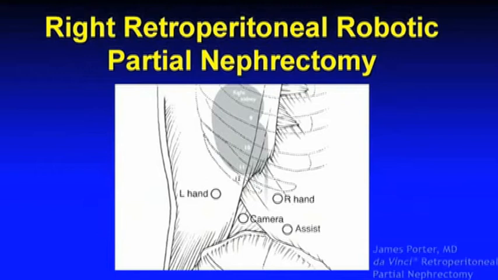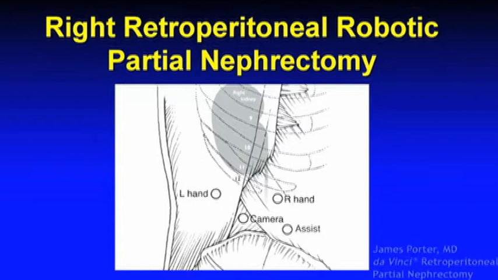We have the camera above the iliac crest in the mid-axillary line, and we actually bring our trocars down more towards the iliac crest than classically described for retroperitoneal surgery. This gives us more room to get the robot in place. The assistant is anterior, in the anterior axillary line, and the distance between the right arm and the assistant is critical to avoid conflict. It has to be at least 6 centimeters apart. So our trocars are about 6 to 7 centimeters apart from camera to left and right hand.